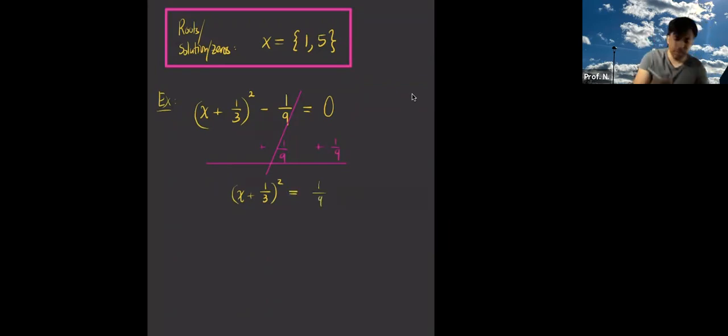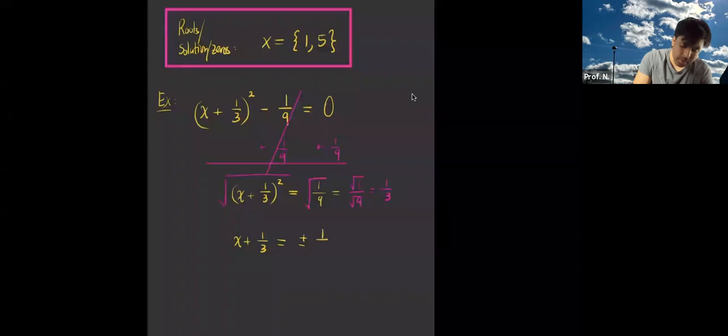I must take the square root on both sides to get rid of that square term because I want to get x by itself. So then I get x plus 1/3 equals plus or minus the square root of 1/9. What's the square root of 1/9? Isn't it the square root of 1 over the square root of 9? Isn't that 1/3? So x plus 1/3 equals plus or minus 1/3.